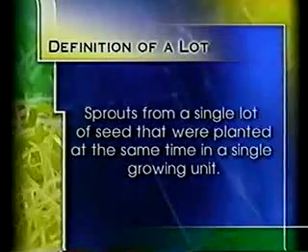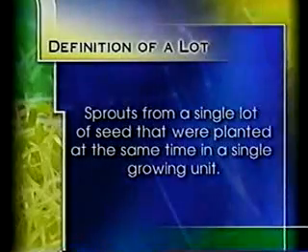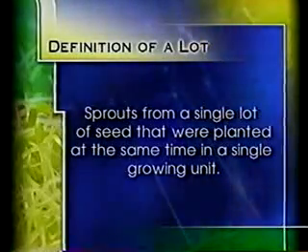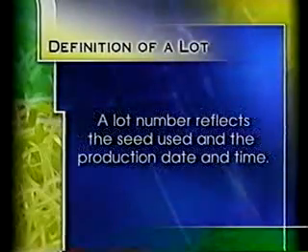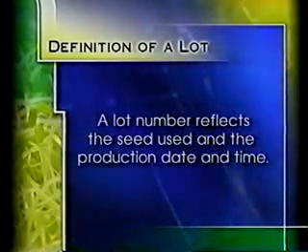A lot is defined as sprouts from a single lot of seed that were planted at the same time in a single growing unit, meaning a single drum or rack of trays. A lot number reflects the seed used and the production date and time. Careful record keeping will help minimize product loss in the event that a micro-test is positive.